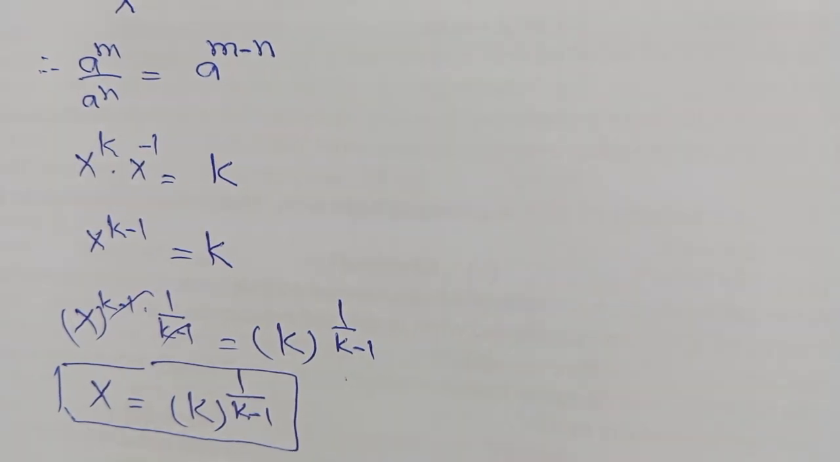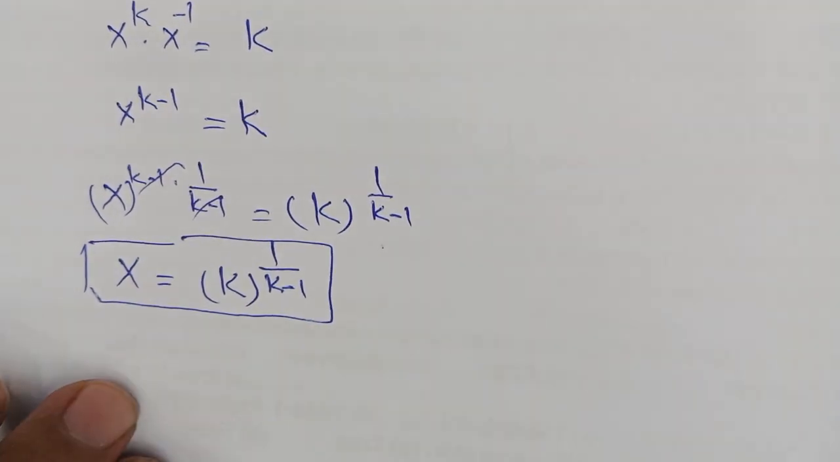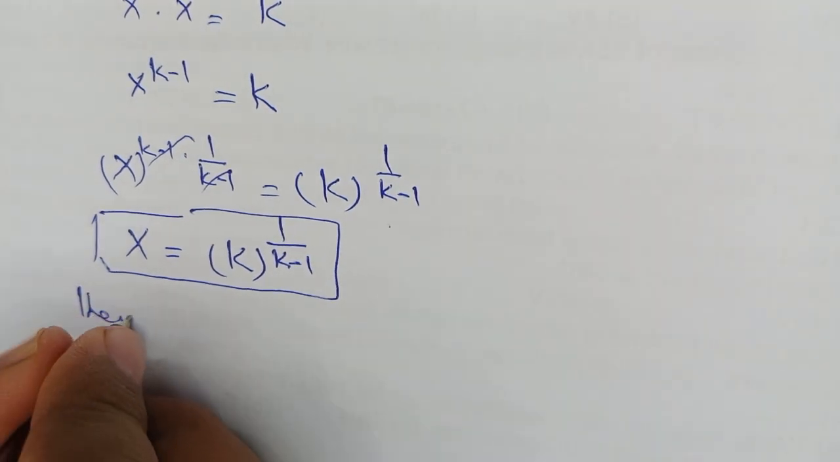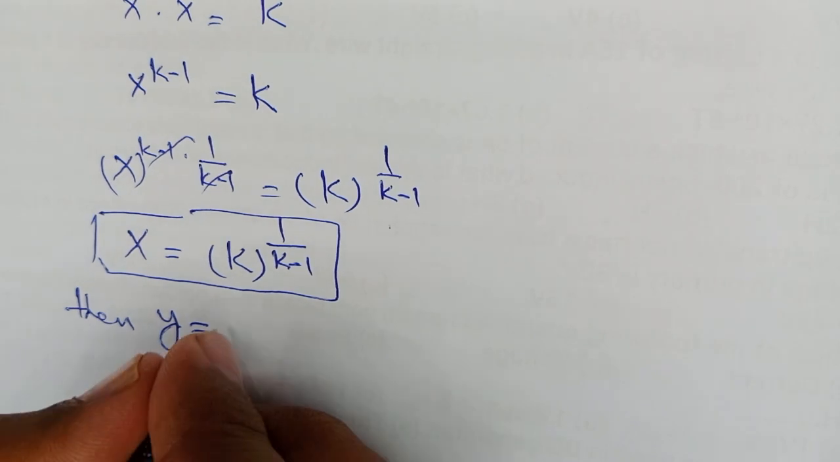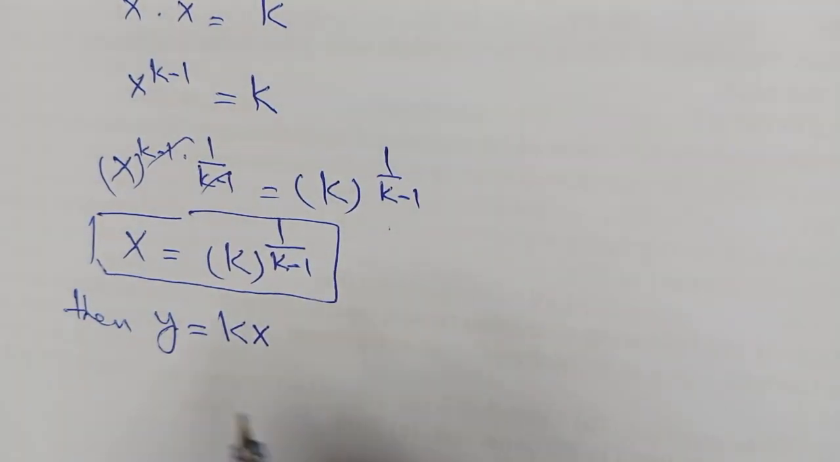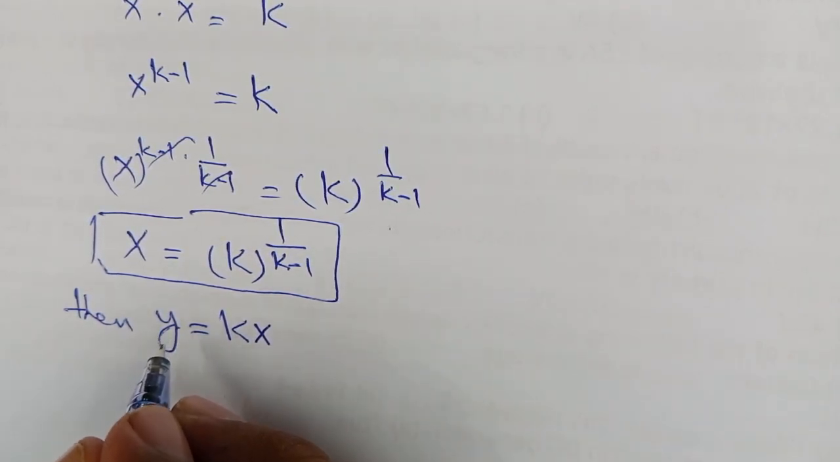Now we have to find also the value of y. Then we can simply say y is equal to kx. We have supposed that y is equal to kx. Now we have to substitute the value of x in the equation y is equal to kx.